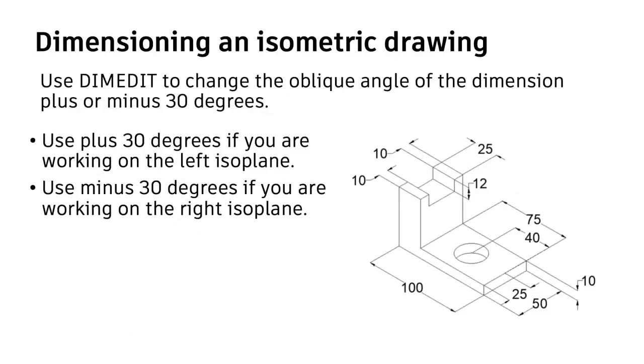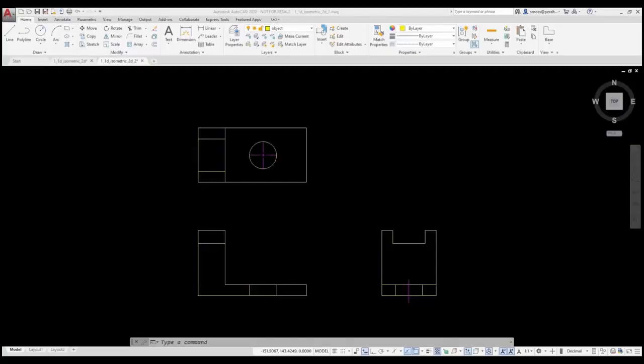We use the oblique tool to change the oblique angle of the dimension using plus or minus 30 degrees. If you're on the left isoplane, use plus 30 degrees, and if you're on the right isoplane, use minus 30 degrees. I have a 2D drawing using third angle projection with the top, front, and right side views. I want to add a 2D isometric view.